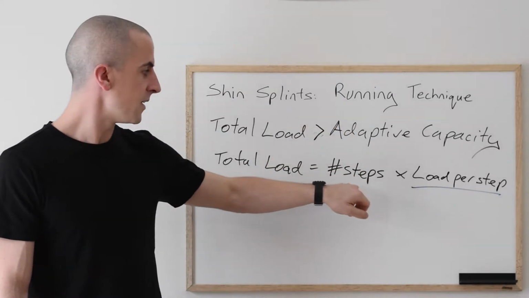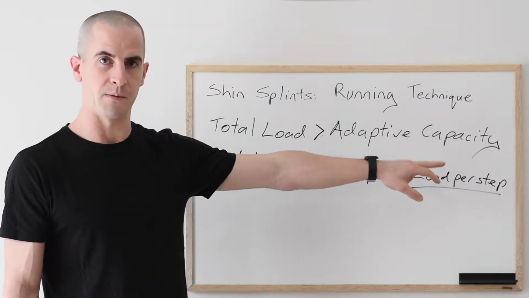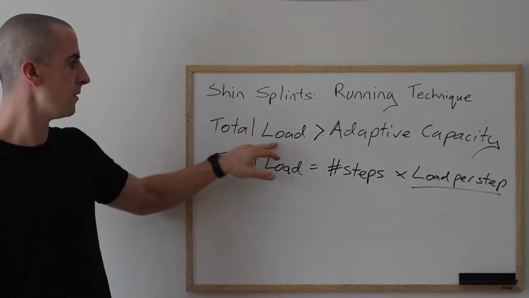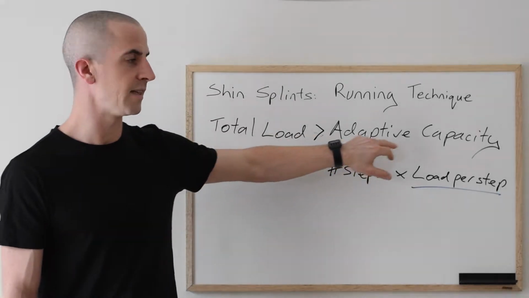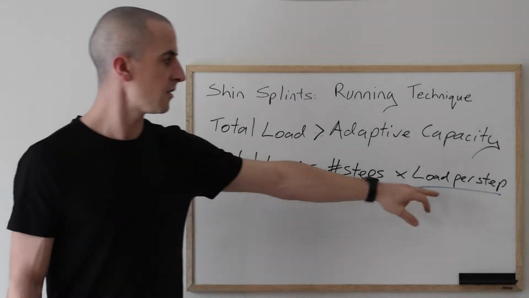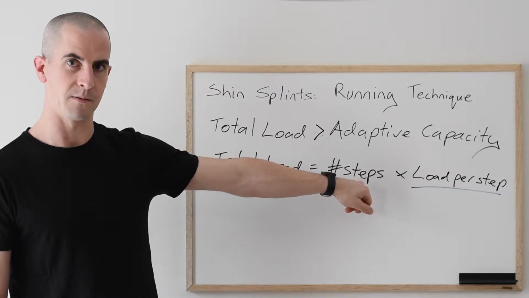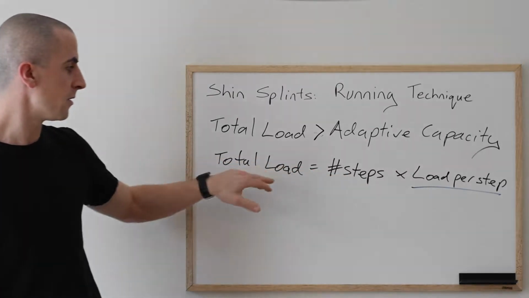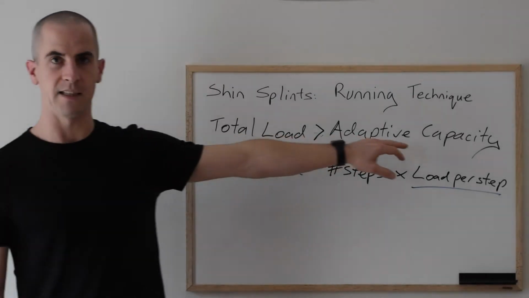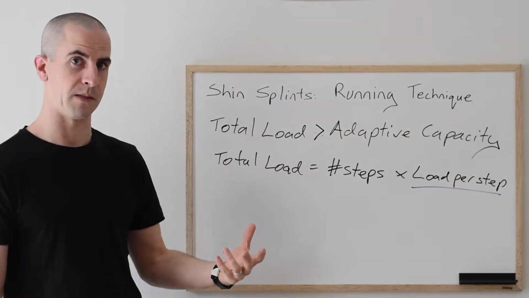And then if you take 20k worth of steps and multiply that by a high load per step, so you're putting a high load on the tibia every single step, your total load is going to be high. If your total load is too high compared to the adaptive capacity of your tibia, you get shin splints, right? So if we can reduce the load per step and manage the amount of steps we take, so that's something we've talked about in the past, then our total load for that week will be lower, and hopefully it will be less than the adaptive capacity of the tibia, right? And then we will not develop shin splints, okay?